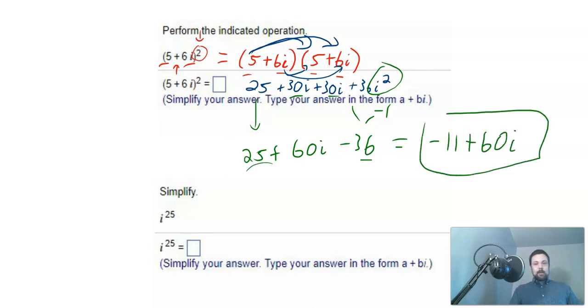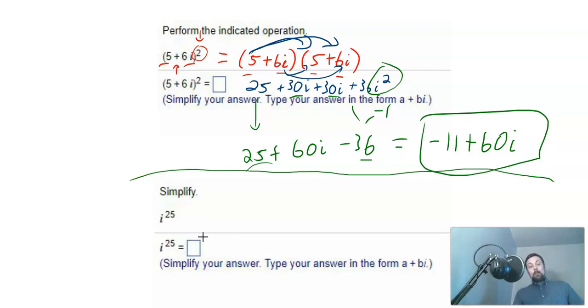Hopefully I did that right. I went pretty fast. Okay, and I did that quickly because we kind of have already done this kind of problem. i to the 25th power. So this is not going to be on the test.